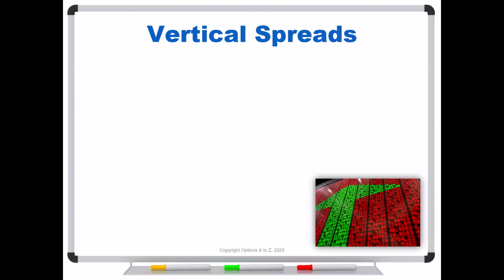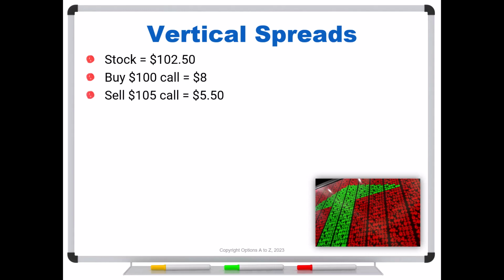So let's start off with vertical spreads. Let's say that the stock is 102.50. We'll put it right between the strikes. We're going to buy the $100 call, let's say is trading for 8, and we will sell the 105 call, let's say that's trading for 5.50. And that's going to give us a net debit of 2.50. That's just the difference between paying 8 and receiving 5.50. So the net cost to us is 2.50.